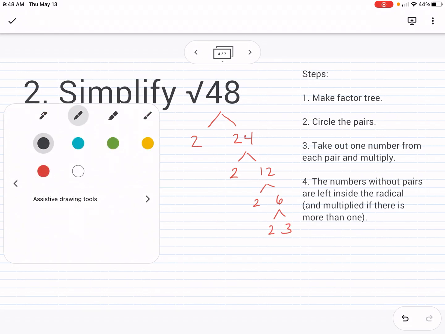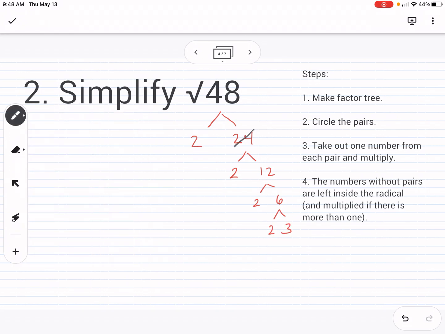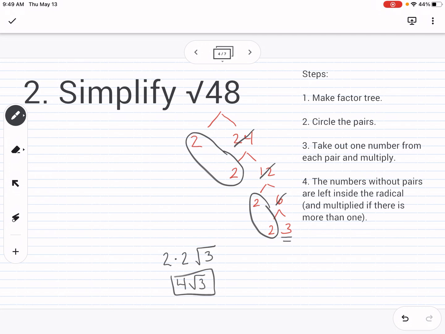And now I'm going to start looking for pairs. I'm ignoring the bigger numbers. I'm only looking at the prime ones. So I see a pair of 2's and another pair of 2's. So I'm going to take out a 2 from each of those pairs and multiply it. The 3 is left over, so that stays under the square root. So my answer, 2 times 2, would be 4 square root of 3.